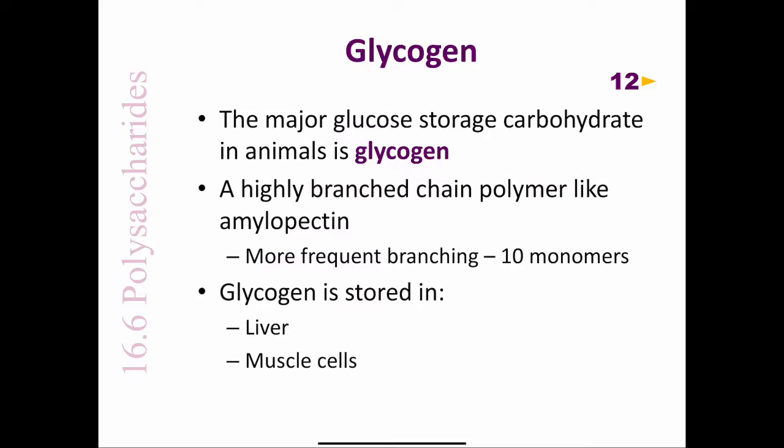You remember the branching in amylopectin was about every 20 to 25 units. We had a branch on it. But in glycogen, we have branches about every 10 units, so more frequent. And glycogen is stored in the liver, and it's also stored in skeletal muscle tissue. If you've ever studied biology before, you'd know that glycogen from the liver and from the muscle cells is broken down by a peptide hormone known as glucagon.